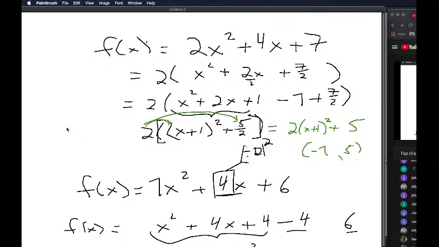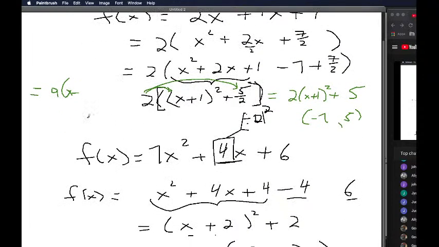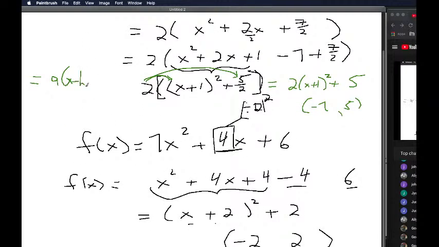So remember your vertex form, the general form of that is a times (x minus h) squared plus k. I'm really lagging here, sorry. So there you go, that's your vertex form here.